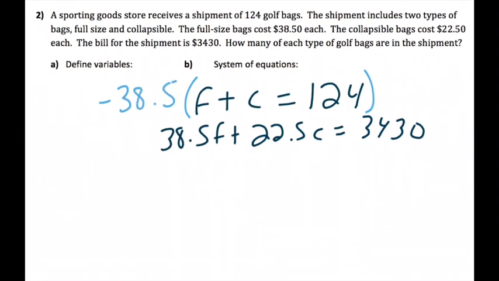Then we could have multiplied the top by a negative 38.5. That would have eliminated the f's. Or we could have multiplied the top by a negative 22.5, and that would have eliminated the c's. That method would have worked as well. And I don't think it would be any harder or any easier than what we just did. So if you did that method instead, that's totally fine. You still should have gotten 40 full-size bags and 84 collapsible bags.